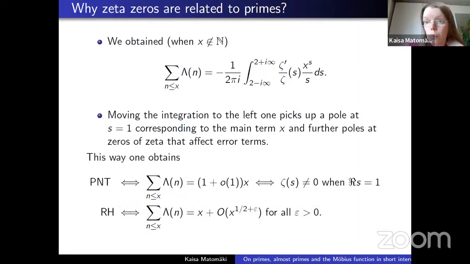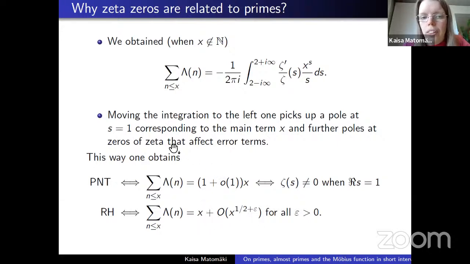Now doing some complex analysis, moving the integration to the left, we pick up a pole at s equal to 1, and it gives us the main term x. If there are some further poles, then this gives some non-trivial contribution to the prime number theorem. In particular, if there are no zeros of zeta with real part of s greater than half, we can move the integration line to real part of s equal to half plus epsilon without meeting any poles. That gives us the way to show that the Riemann hypothesis is equivalent to having a good error term in the prime number theorem.